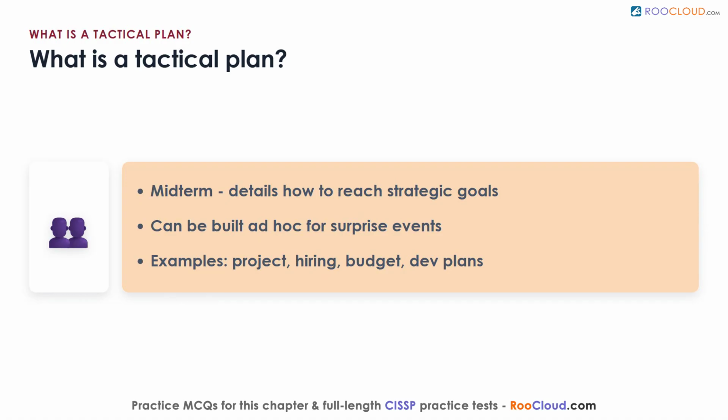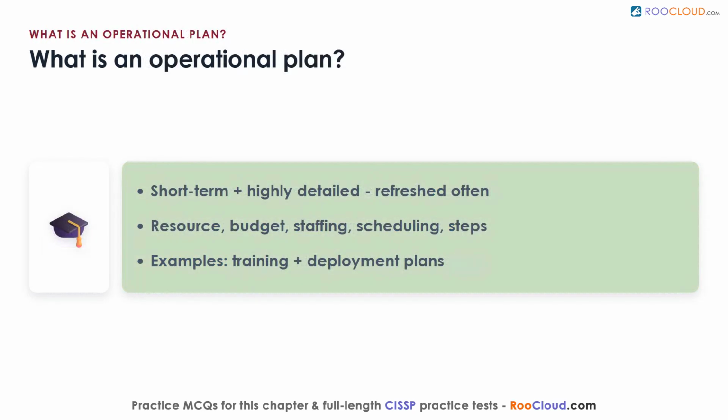Think of a season schedule for a team. It maps out the matches that move you toward the championship. What is an operational plan? It is the short-term, highly detailed plan drawn from the strategic and tactical ones. It stays valid only briefly, so you refresh it often to keep it in step with the tactical plan.